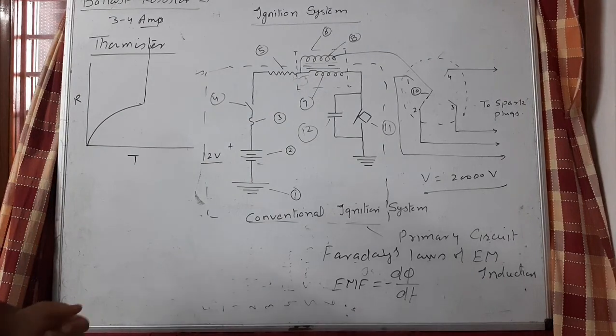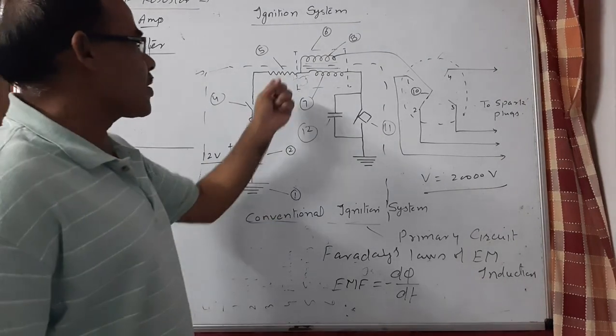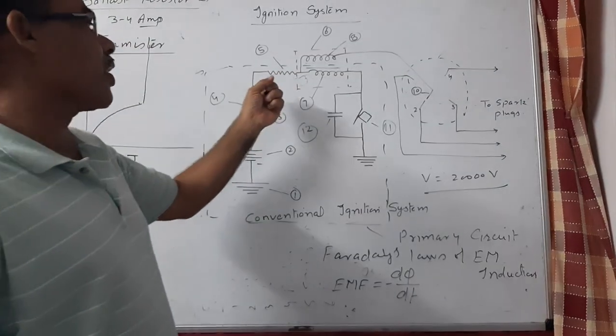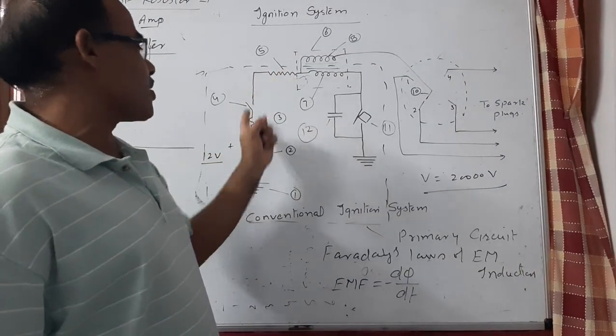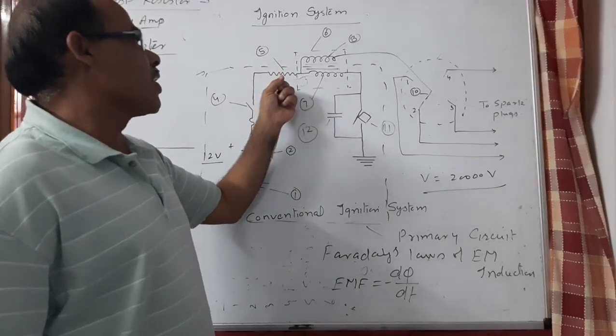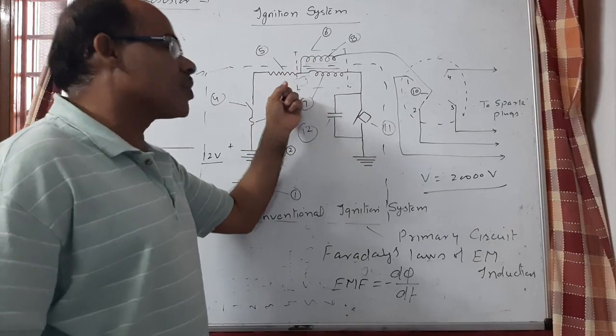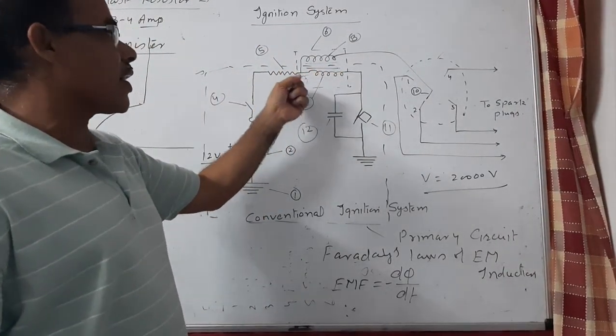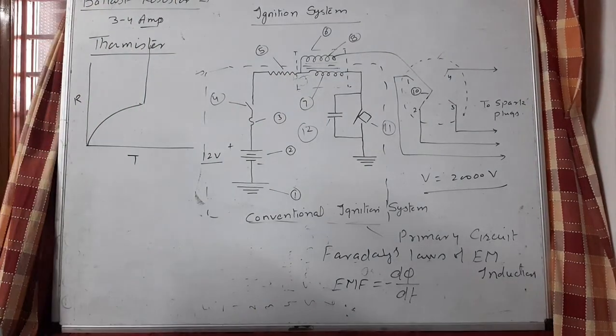and the burning of insulation is prevented. As I have told you earlier, the same current is flowing in the primary circuit, and hence the heating effect in both the coil and the resistor is the same. So it works as a protective device for the primary coil.